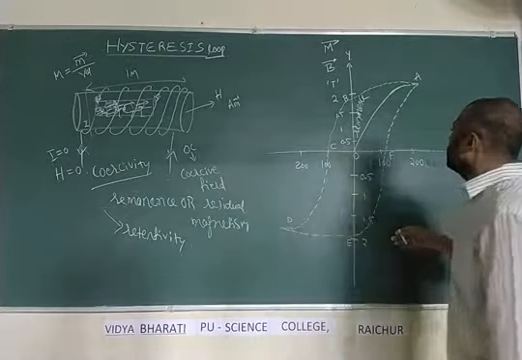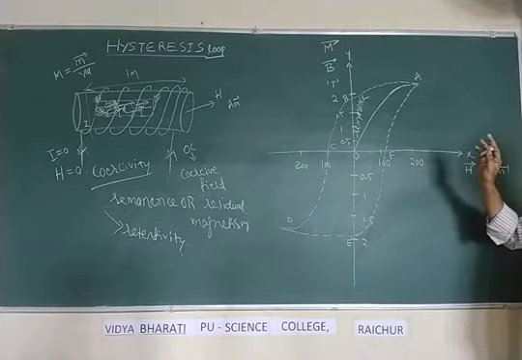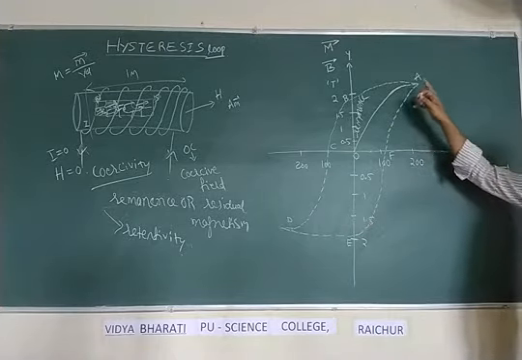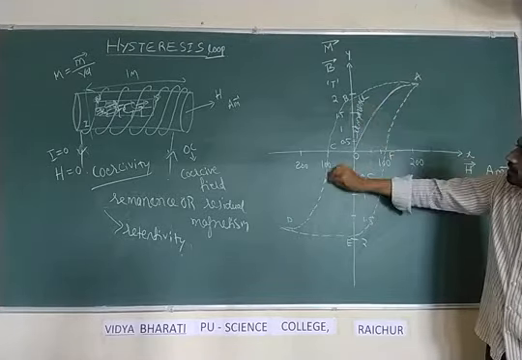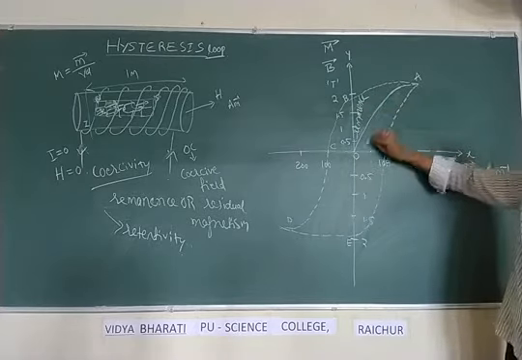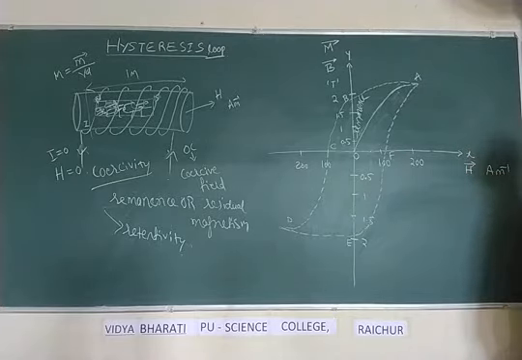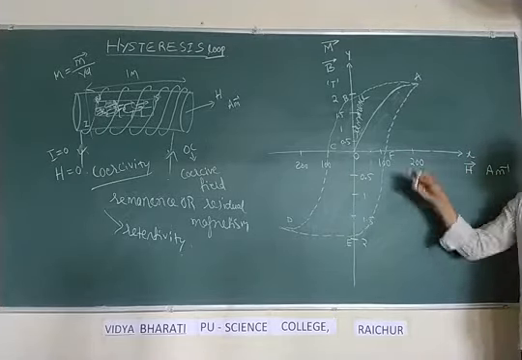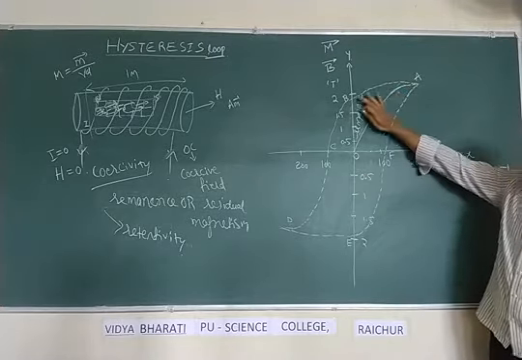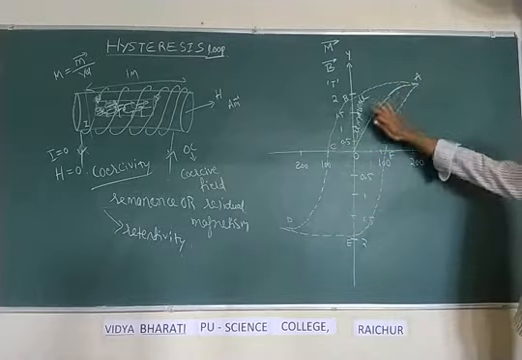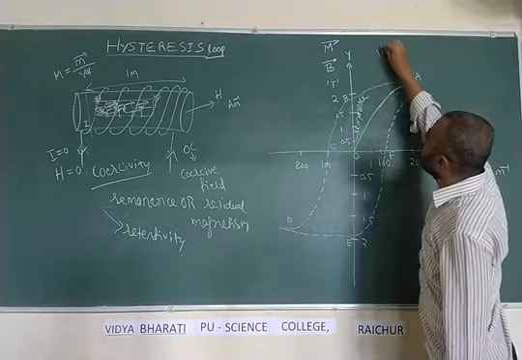What we can see here, it can be seen that no path is retraced. The material is going to trace its own path, and this is the loop. This is the loop or area, closed area, when a ferromagnetic substance is subjected to an external field. This is called as one complete cycle of magnetization. And the area under the hysteresis curve gives us hysteresis loss.